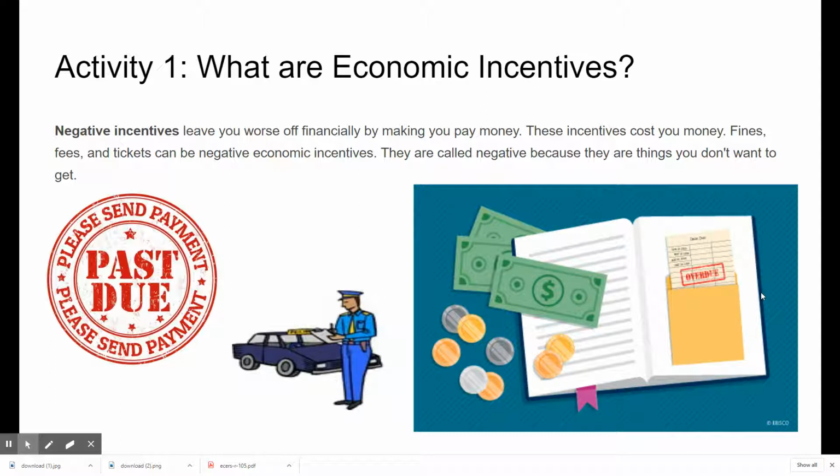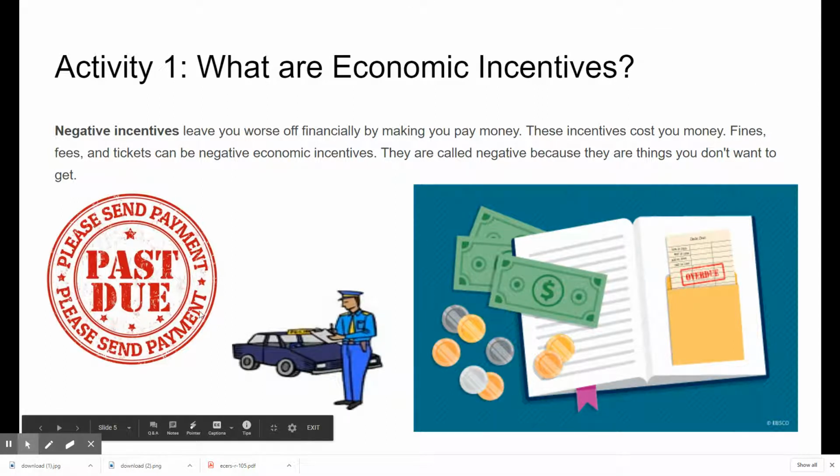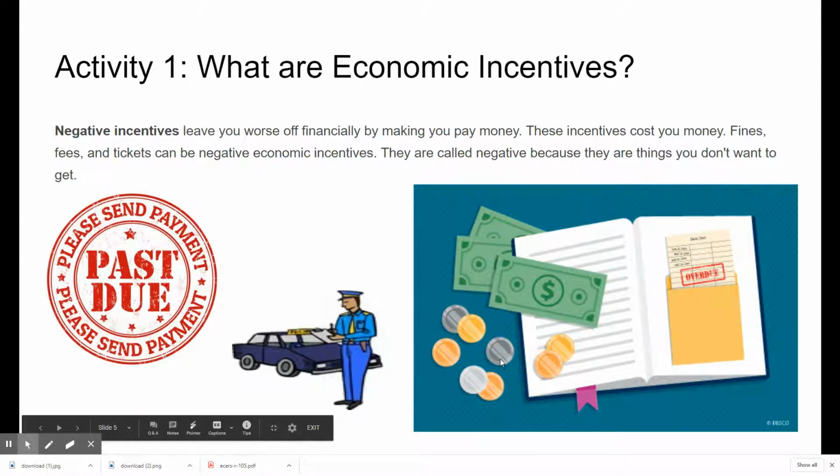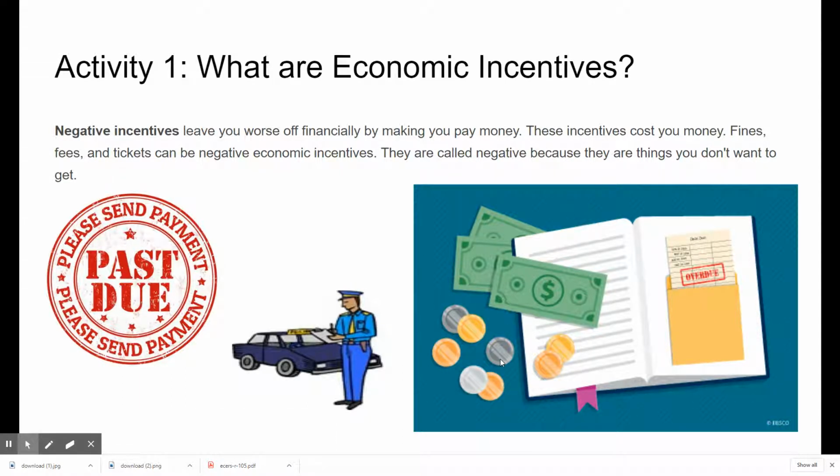Negative incentives leave you worse off financially by making you pay money. These incentives cost you money. Fines, fees, and tickets can be negative economic incentives. They're called negative because they are things you don't want to get. So, like a past due fine, you have to pay money. Or if you're speeding, you have to pay a fine, a ticket. Or if you have your library book and you don't turn it in on time, you have to pay an overdue fine. So these incentives help you remember to turn things in when you're supposed to, or follow the law and do what you're supposed to do so that you don't have to pay money.